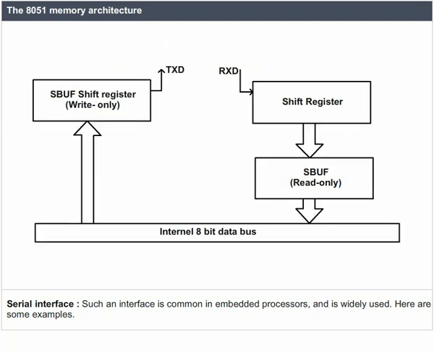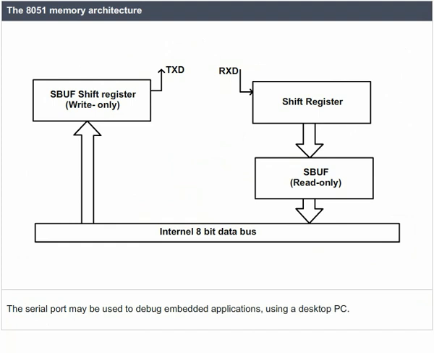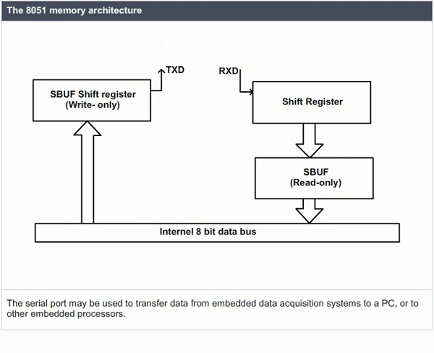Serial interface. Such an interface is common in embedded processors and is widely used. Here are some examples. The serial port may be used to debug embedded applications using a desktop PC. The serial port may be used to load code into flash memory for in-circuit programming. The serial port may be used to transfer data from embedded data acquisition systems to a PC or to other embedded processors.